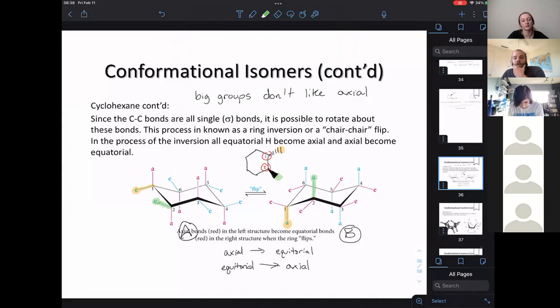Okay, so which one of these conformations is going to be more stable, A or B? A. Right, so again, that guiding principle is we want to keep these bulky groups in the equatorial position. So wait, we got to do the trans structure again, because we're going to do trans 1,2.